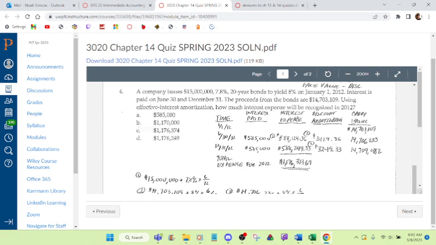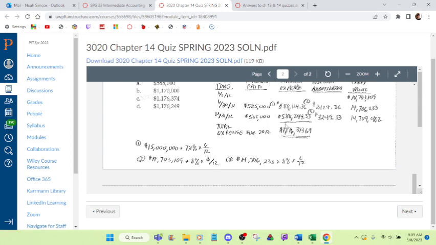So initial starting number, then you have this first interest payment. The payment is going to be 7.8% of this, but you divide it by 2 because it's semi-annual. And the interest expense is going to be this times this divided by 2. And then the discount is going to be the difference between these, and then this plus this equals this, and so on. It's so simple. That's very easy.